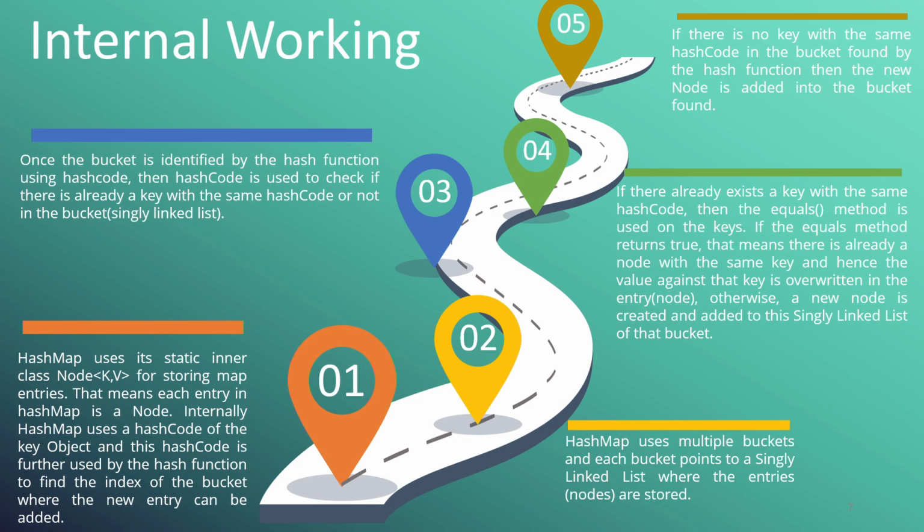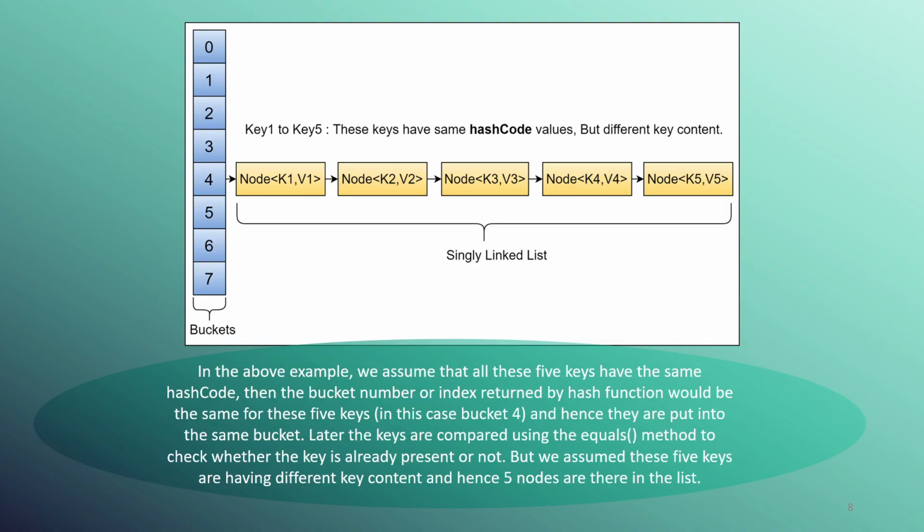Now the last one is, if there is no key with the same hash code in the bucket found by the hash function, a new node will be created on that particular bucket. Let's move on to the next one.